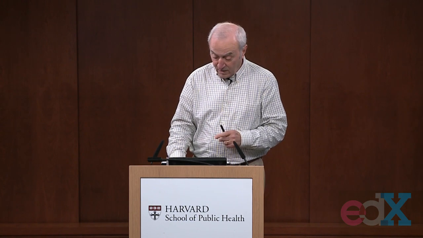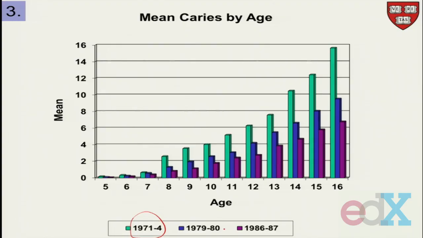Now, once again, though, that's not to say that if there is correlation, there might not be causality there too. And remember, we looked at this. We looked at the mean caries by age, and this was three studies. The first one was 1971 to 74. Then the next was about 8 years later, and then again another 6 years later. And we see that in each age group, the number of caries goes down over those three studies.